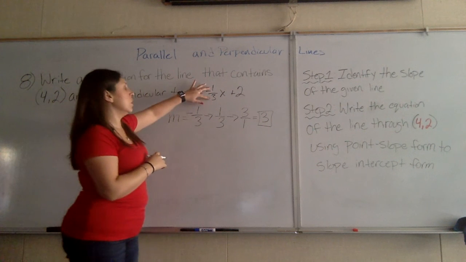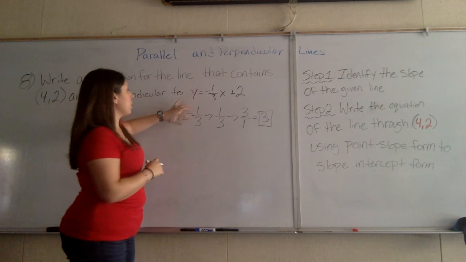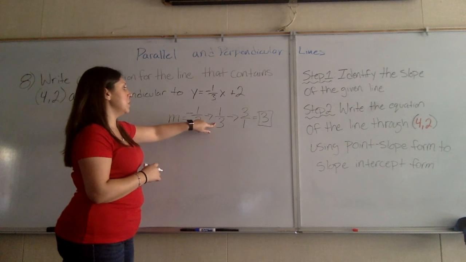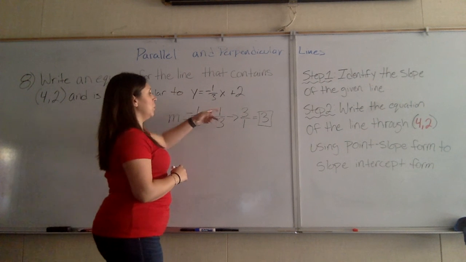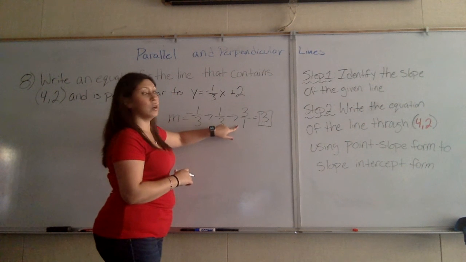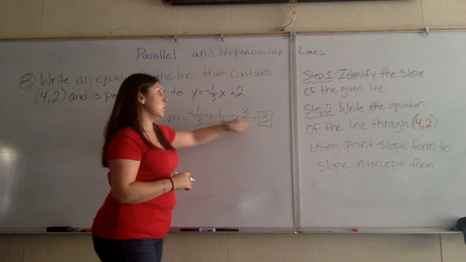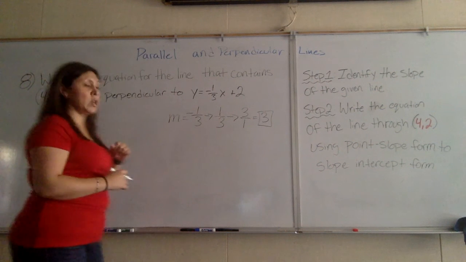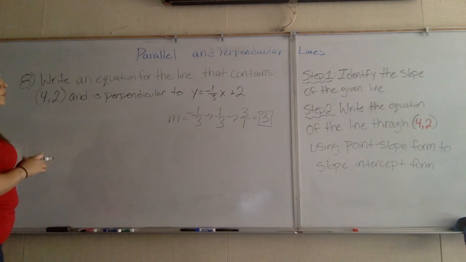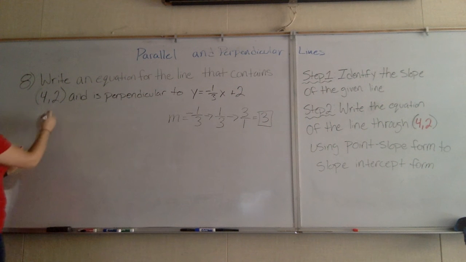So again, I take my slope, I change the sign, so if it's negative, it's now going to be positive, and then I have to flip it over. So instead of 1/3, it's now going to be 3/1. So 3/1 simplifies to just a positive 3. From there, I can move on to step 2 and write my point slope form.